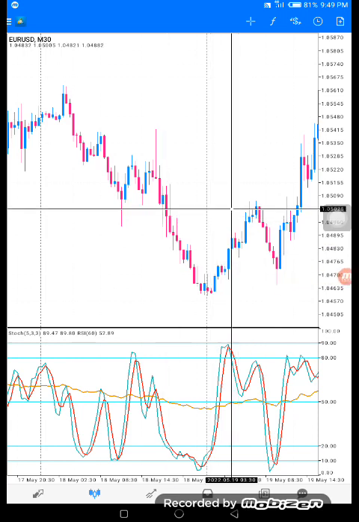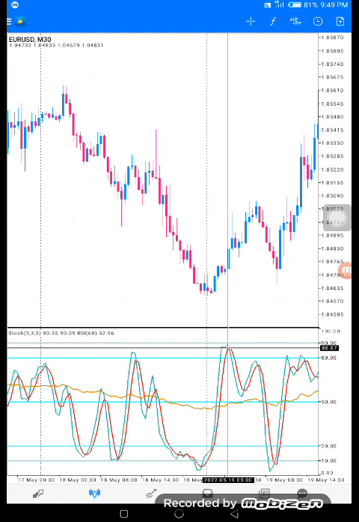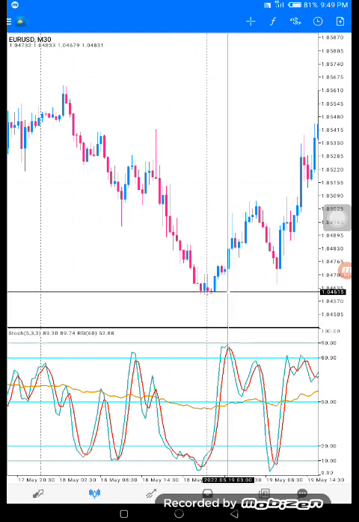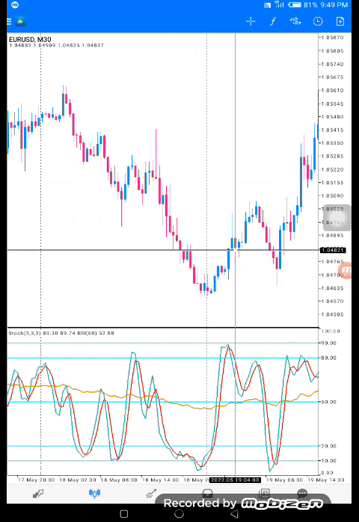There's a crossover here. You enter your trade. There's a crossover here, and you enter your trade here in this candle, this first spread candle.